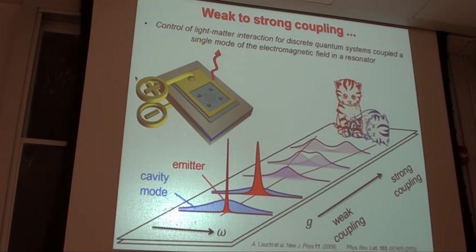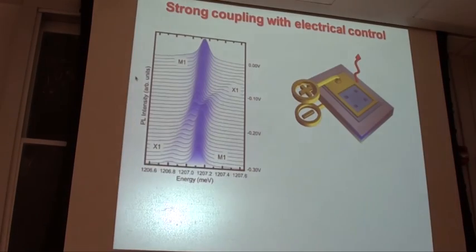So by varying the voltage, we can use the Stark effect to tune the exciton in and out of resonance with the cavity mode. And this is something we developed a couple of years ago. There's an example of data. This is actually some of the nicest data we managed to get.